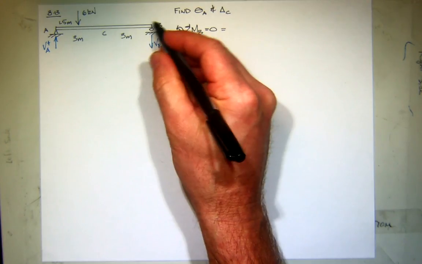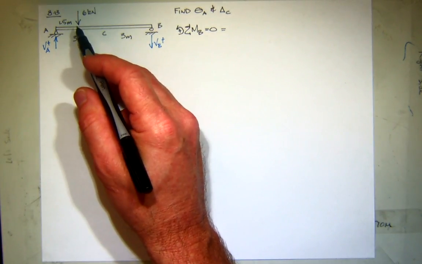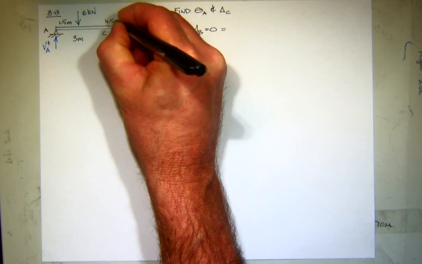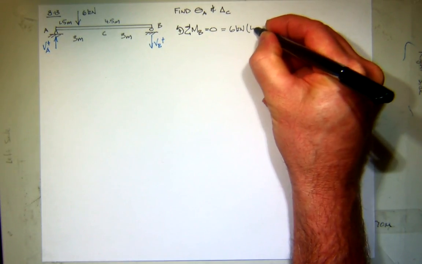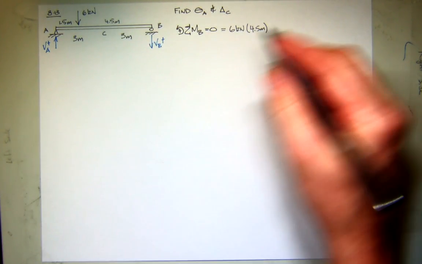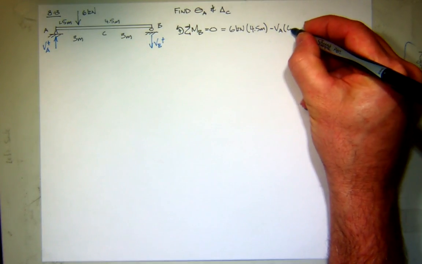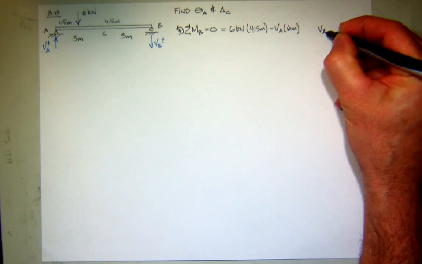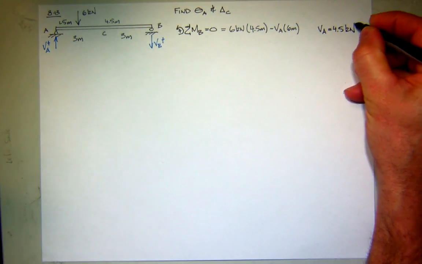So about B, obviously the shear at B doesn't create any moment. The 6 kilonewton force creates positive moment, and this distance is 4.5 meters. So I'll have 6 kilonewtons at 4.5 meters away. That creates positive moment. And then the shear at A will create negative moment with a moment arm of 6 meters. Well, that's convenient. The 6's cancel, so the shear at A looks to be positive 4.5 kilonewtons.